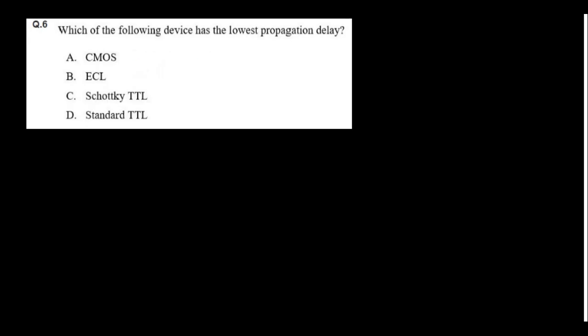Which of the following devices has the lowest propagation delay? Lowest propagation delay means fastest logic family. That is the emitter coupled logic.